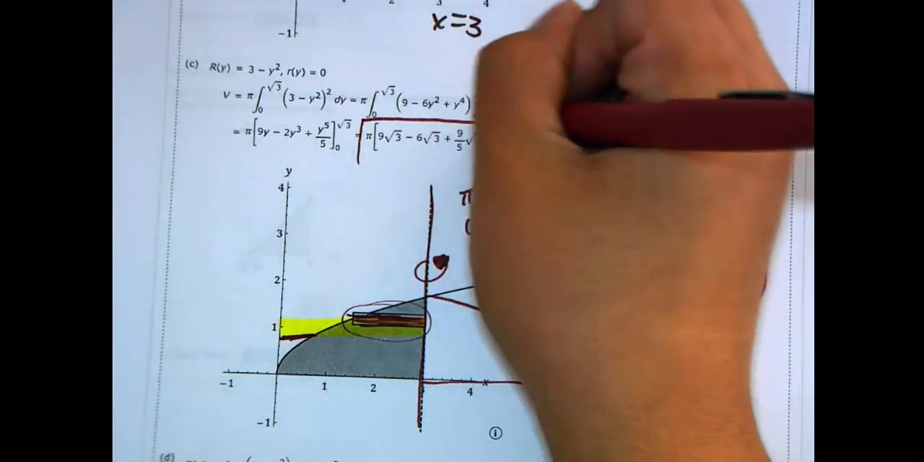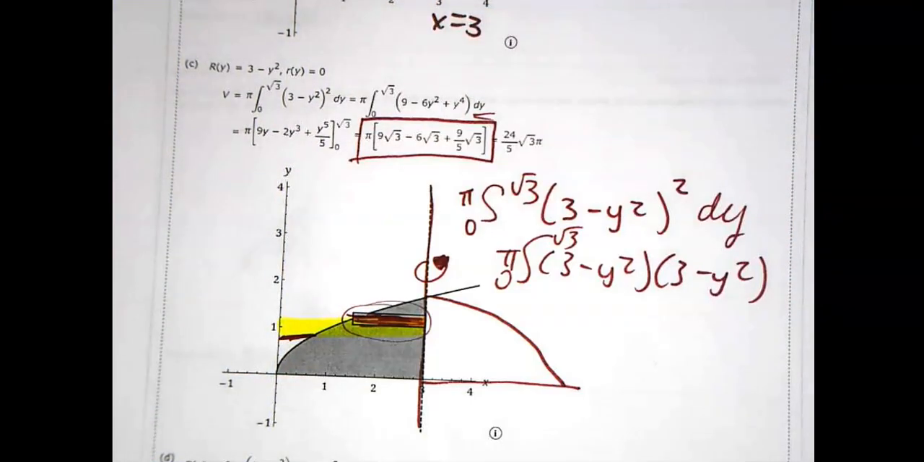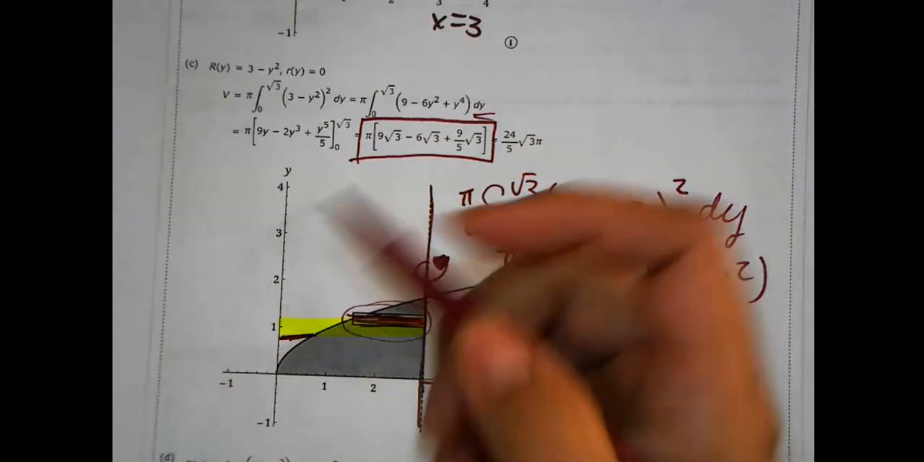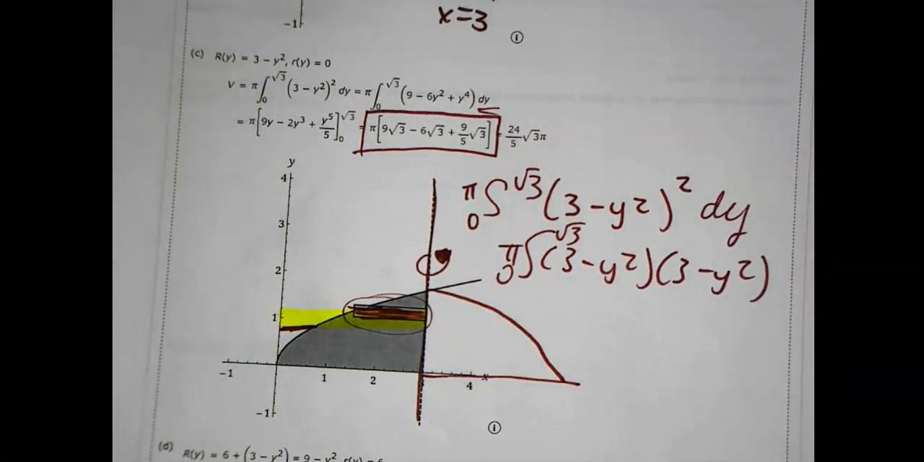You can plug it in like this and leave it, and it will accept it as a correct answer. You don't have to simplify all the way. There are different ways that it will count it as correct.